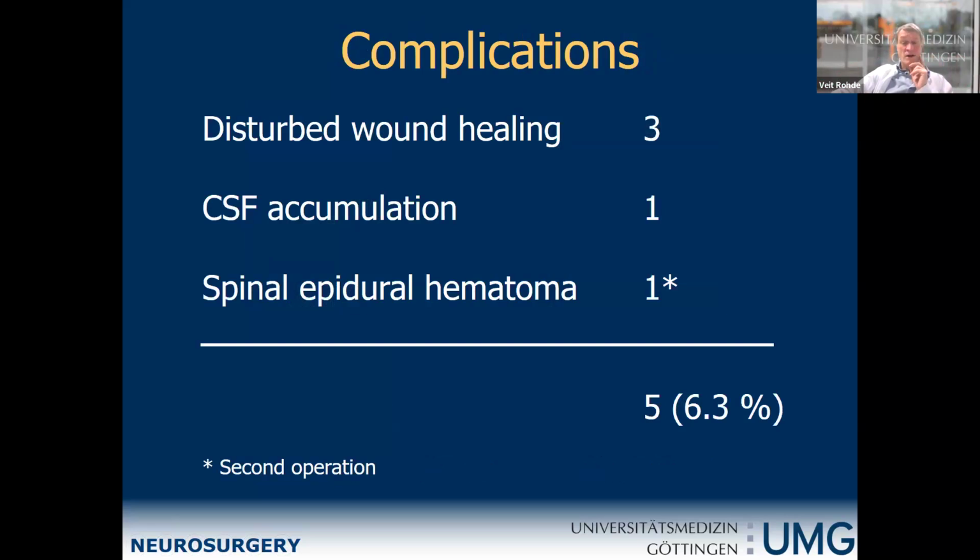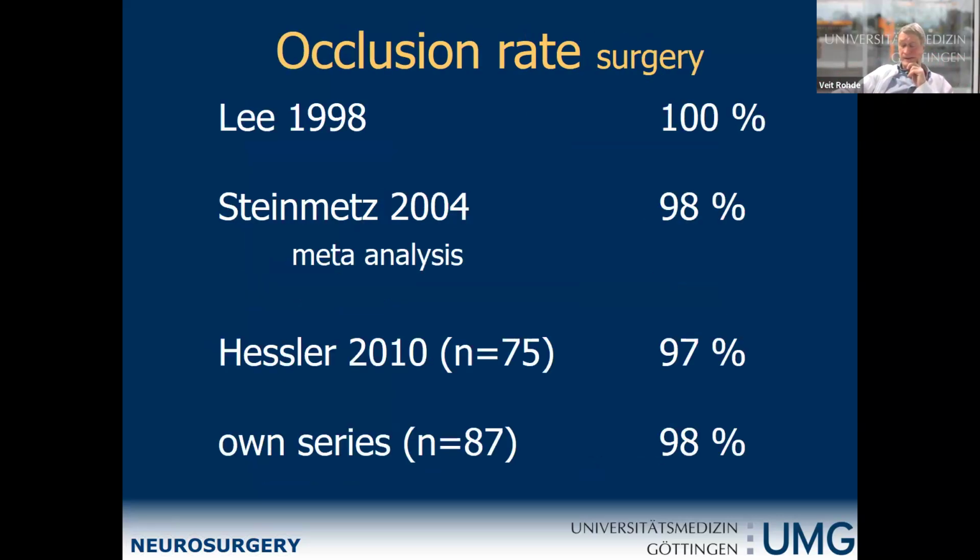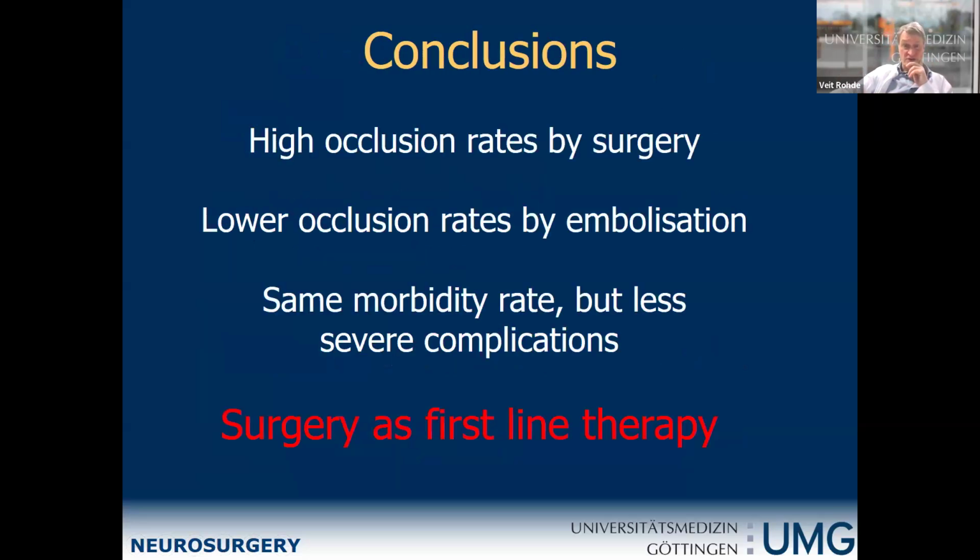Complications are rare, and they are not related to neurological deficit, as you can see it here in our series. What about the occlusion rate? We also have good data on this. Steinmetz not only performed a meta-analysis on the results and on embolization, but also on surgery. And in 2004, he had an occlusion rate seen of 90–80%. And this is exactly that what we have seen in our own series, here we have looked at 87 patients, but in more than 100 patients.